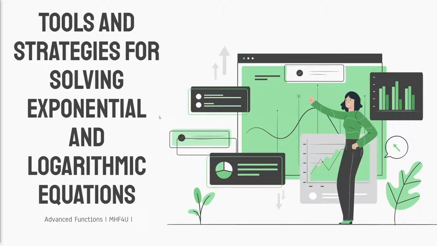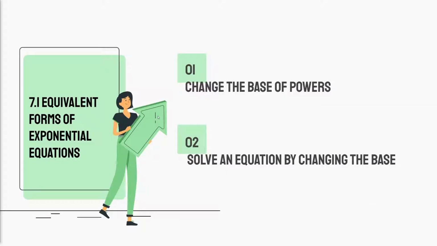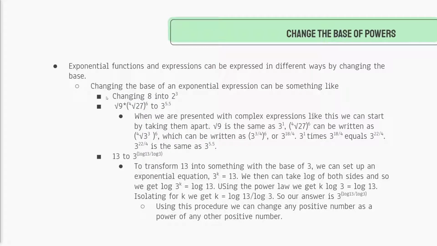So let's get started. Chapter 7.1 is an introduction to equivalent forms of exponential functions, or equations I should say. First of all, we're gonna go over how to change the base of several powers. For example, how we can transform 8 into 2 to the power of 3. Once we do things like that, we will use this property to solve an equation. So let's talk about the change of the base of powers.